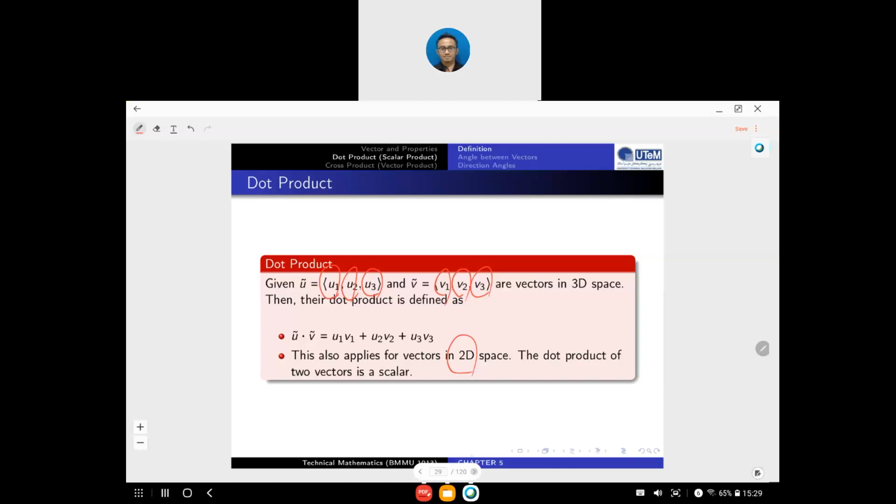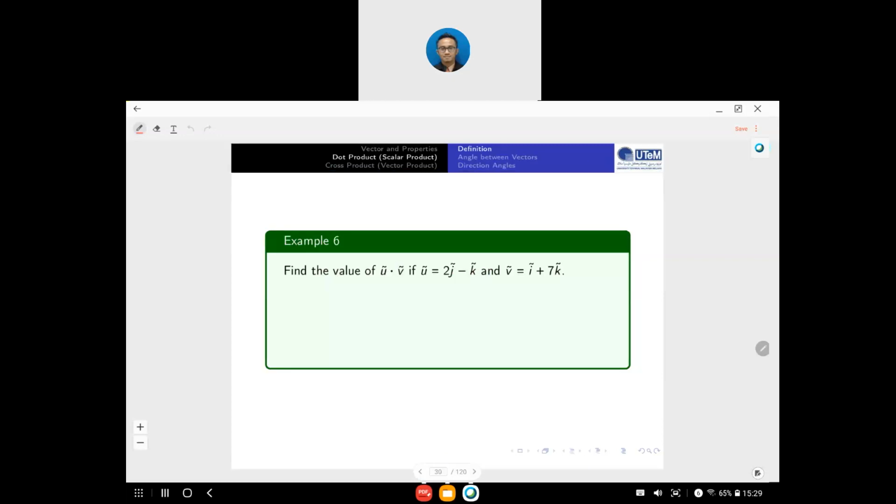And then, example. Find the value of the dot product U·V, if U equals 2j minus k and V equals i plus 7k. Make sure you check here. Here only j and k are given, which means i equals 0. This one only has i and k, so j is 0 here. So we can get the solution by 0 times 1.